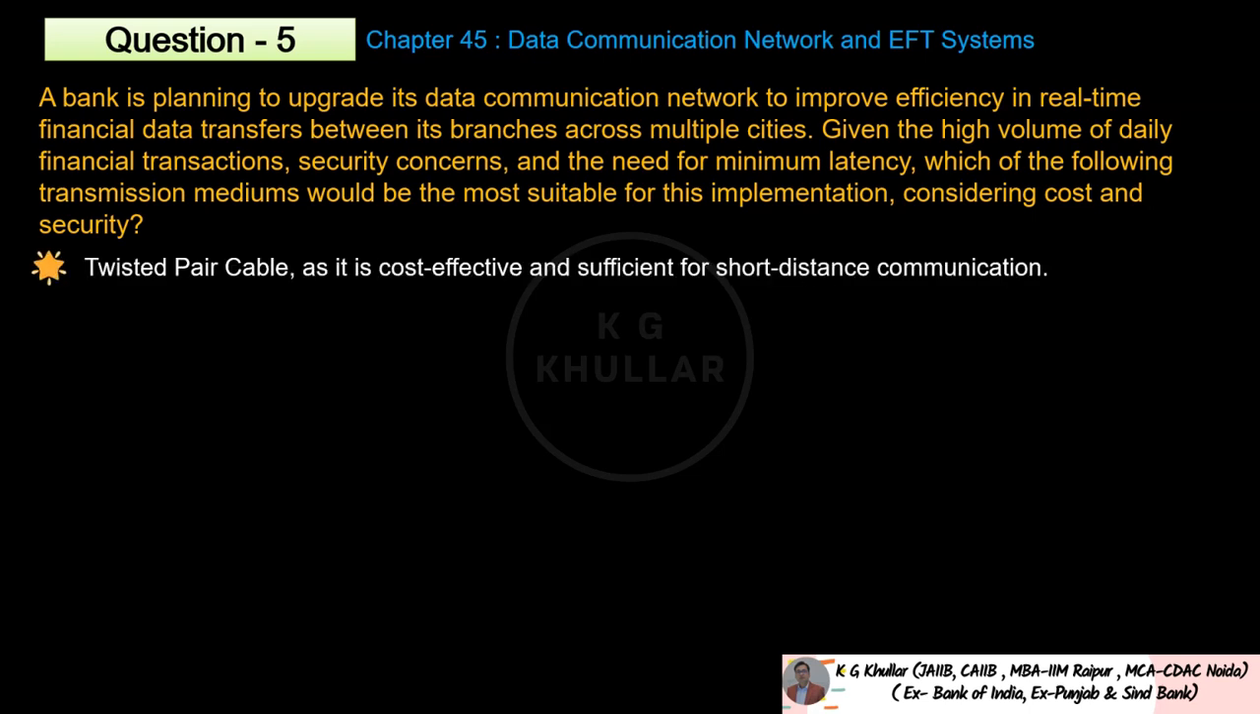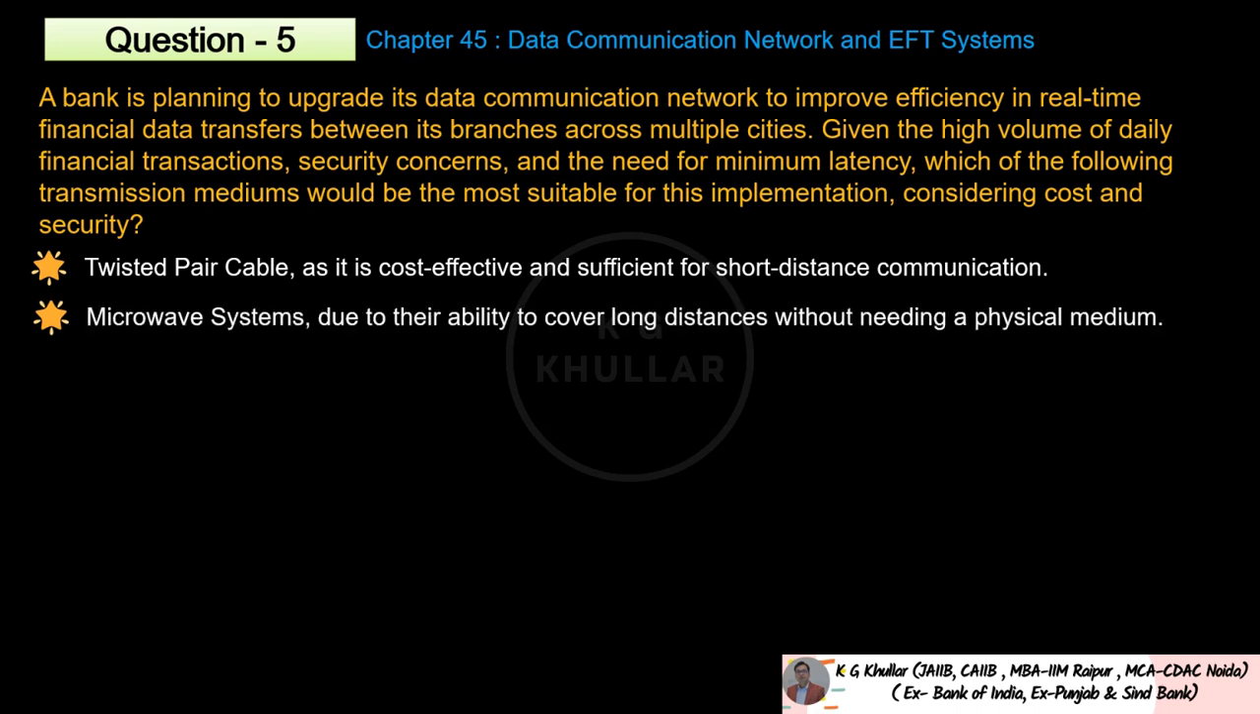That is, first option A is twisted pair cable, as it is cost effective and sufficient for short distance communication. Then second option B is microwave systems, due to their ability to cover long distances without needing a physical medium.